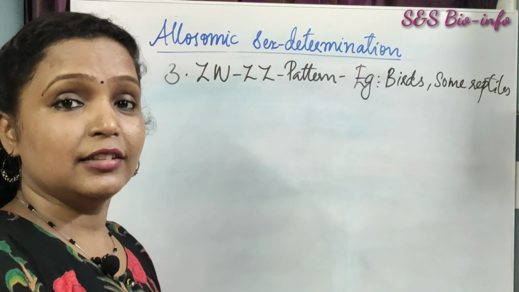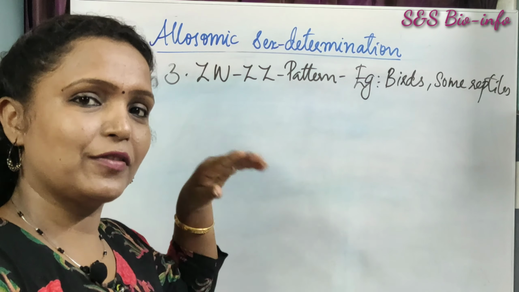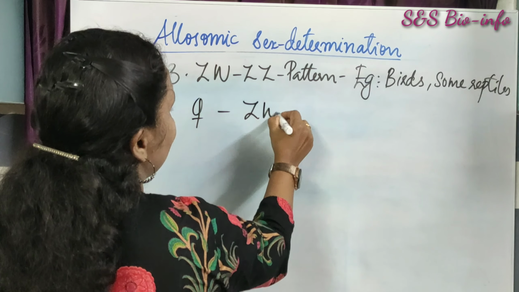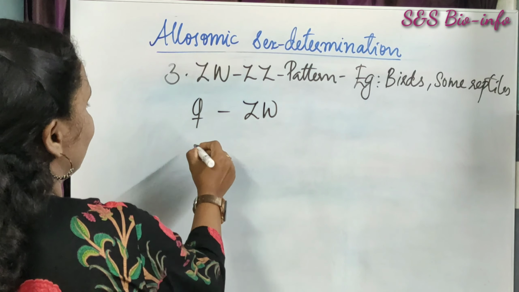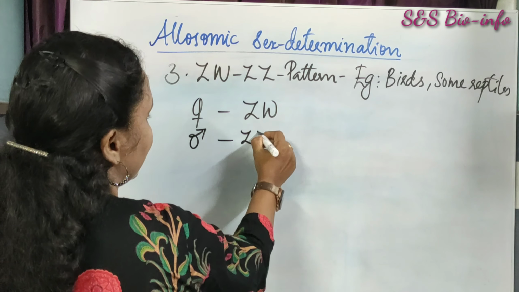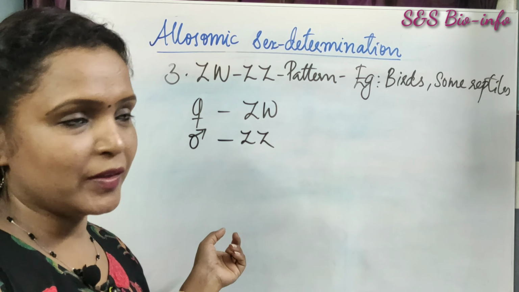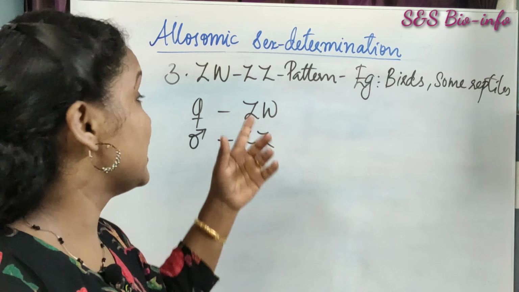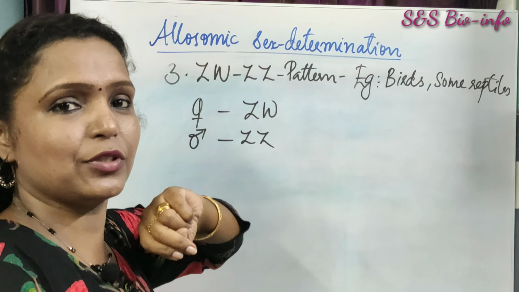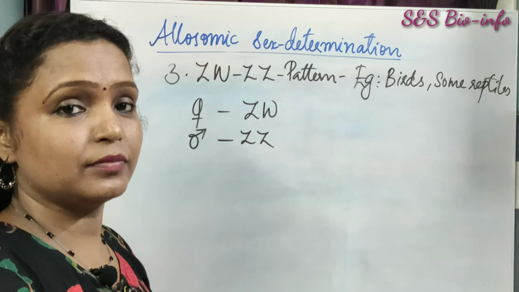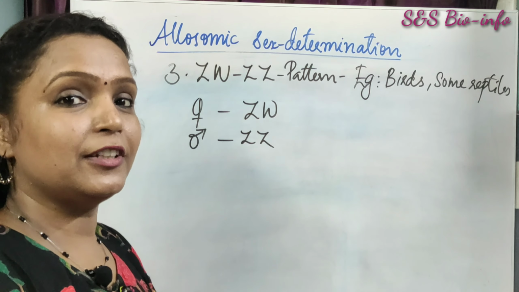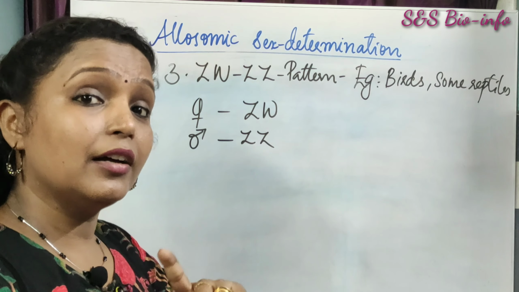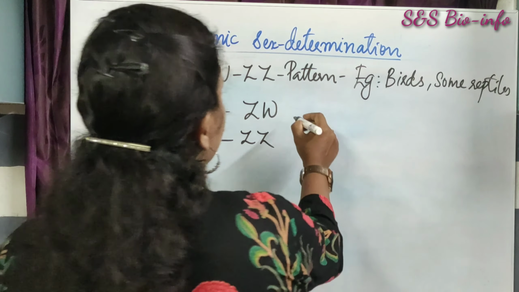Here, the females have a dissimilar pair of sex chromosomes. Females have the ZW pattern of sex chromosomes, while the males have the ZZ pattern. Here the females control the sex of the baby as they possess two different types of sex chromosome, Z and W. This type is called female heterogamety.